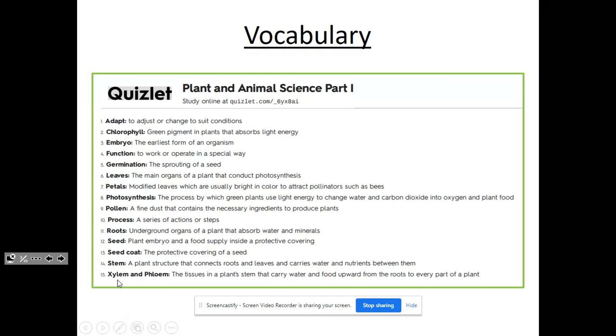And these are fun. Xylem and phloem. Say xylem and phloem. These are tissues in a plant stem that carry water and food upward from the roots to every part of a plant. Okay, the xylem and phloem.